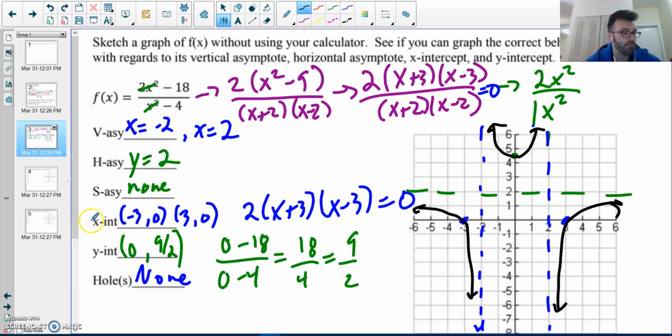Okay, when doing this on a test or a quiz, we would like to see these points. We like to see these vertical asymptotes. Okay, the only time you're really going to be able to use your calculator is this part, just to see what the function actually looks like. But other than that, we need to see these key features.